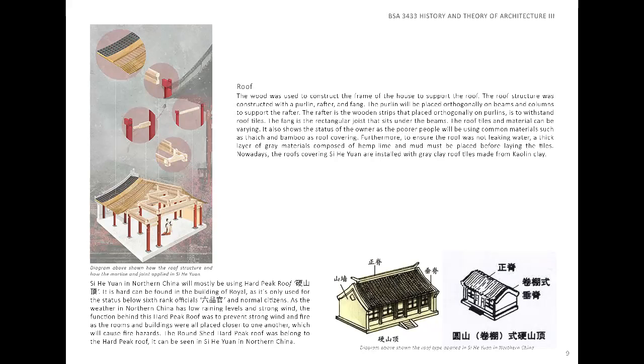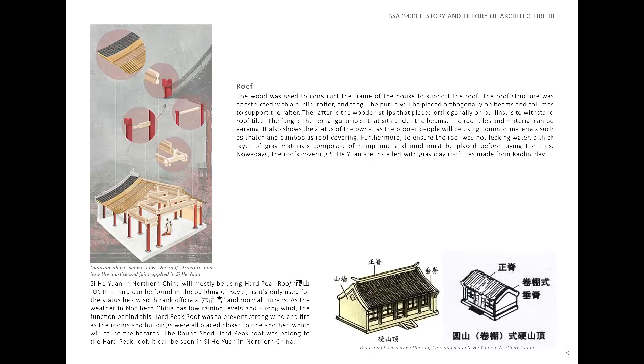The roof structure was constructed with a purlin, rafter, and fang. The purlin will be placed orthogonally on beams and columns to support the rafter. 四合院 in northern China will mostly be using the hard peak roof, 硬山顶. It is not found in the buildings of royalty, as it's only used for the status below 6th rank officials, 六品官, and normal citizens.